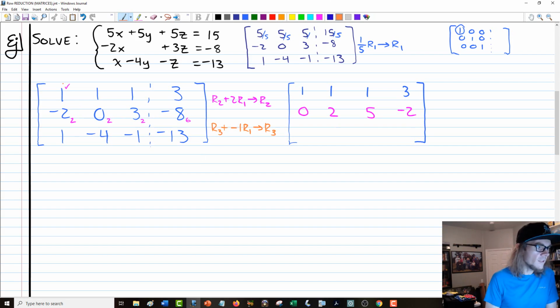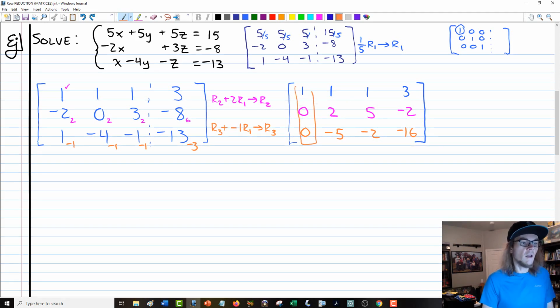So we want to add -1 times the first row in this case. So that's going to be -1, -1, -1, and -3. When I combine all those together, 1 minus 1 is 0, -4 minus 1 is -5, -1 minus 1 is -2, and -13 minus 3 is -16. So there is our second version of the equation, and notice we've now got a perfectly fixed first column. So everything's good to go on that first column.